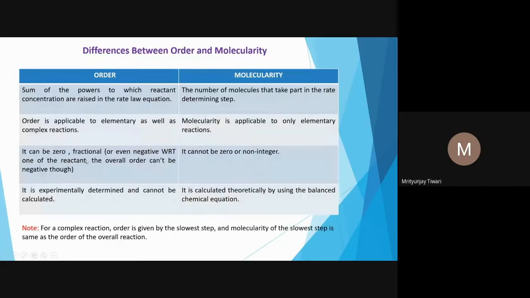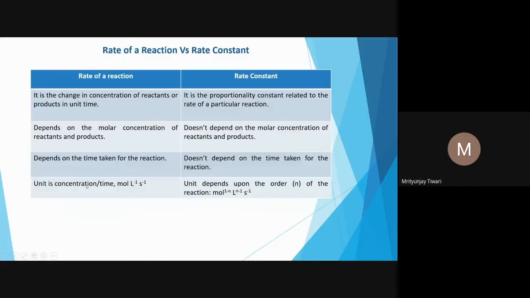The unit for the rate of the reaction is concentration divided by time, because it is change in concentration divided by change in time. So the unit of change in concentration will be concentration, and the unit of time will be time. If the concentration is represented in mole per liter, the unit of the rate of reaction will be mole per liter per second.